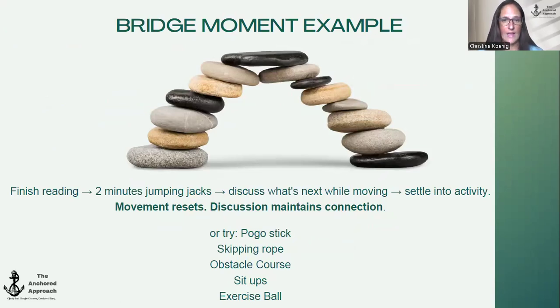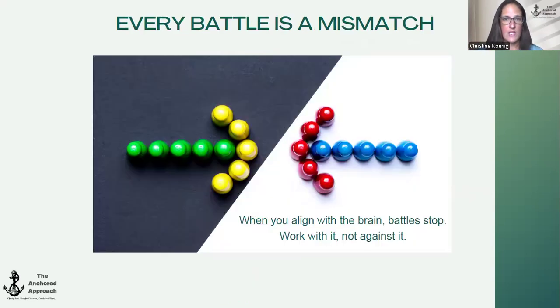So this is what this will look like. Try and think of what your child enjoys as an activity, or what's something new that your child hasn't tried that they will enjoy. So pogo sticks, skipping ropes, obstacle course, sit-ups, exercise ball. So if you finish reading, do 2 minutes of jumping jacks. Then discuss what's next whilst they're moving, or discuss what you have done and then move into discussing what you're going to do with them. Then you can settle into your activity. So the movement resets their brain and the discussion maintains connection whilst you're leading on to the next thing you need to do. So every battle you have is just a mismatch.